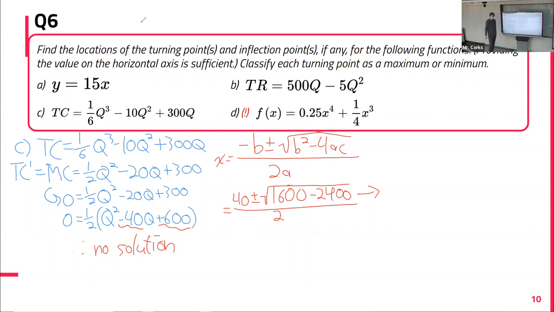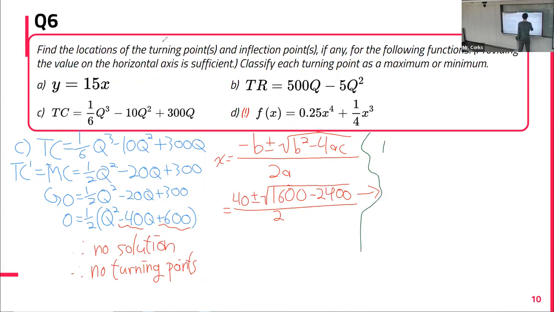And what does that mean about turning points? No turning points here. So remember from what we just saw, just because we have no turning points, we could still have inflection points. We need to check for that independently. So we'll do that.